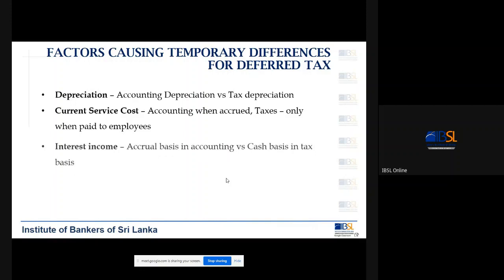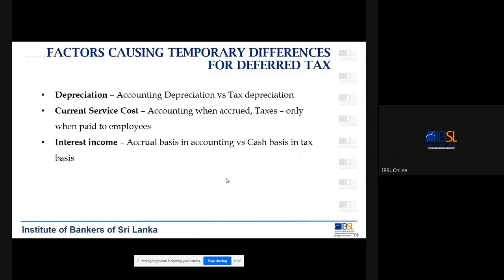So these are some of the instances where the tax base and the accounting base may differ, right? For example, the depreciation. Accounting depreciation versus tax depreciation. That is the economic depreciation that I was talking about. Then you will have what we discussed earlier, the gratuity liability. So we call that the current service cost. Depending on the current service cost, you will have differences on the gratuity that you pay.